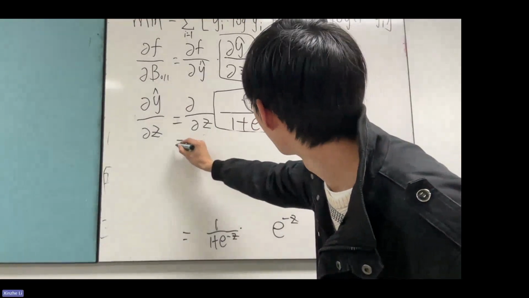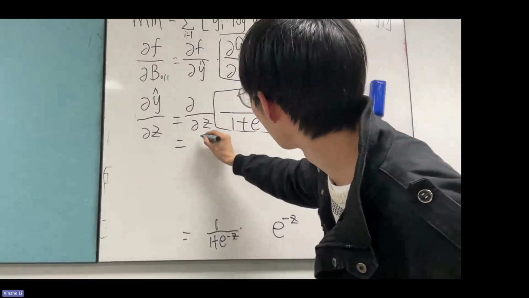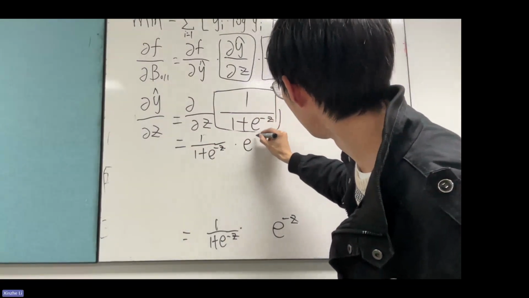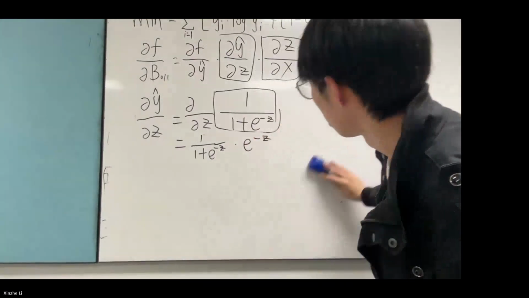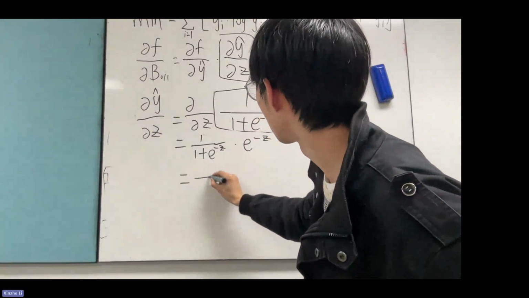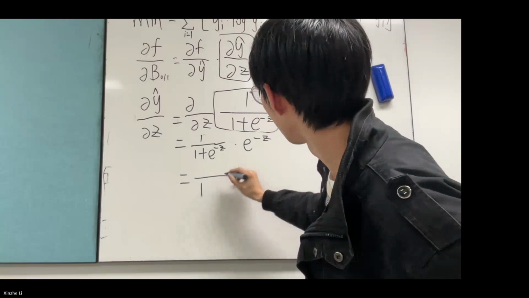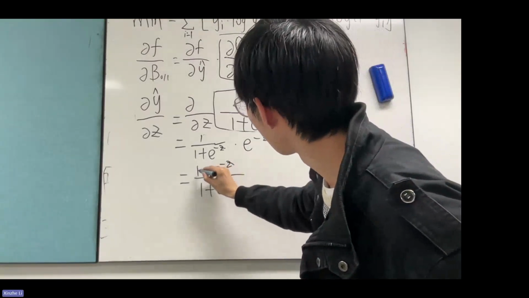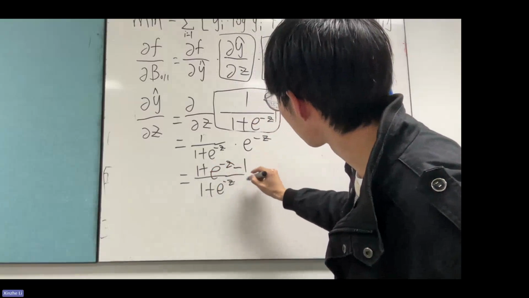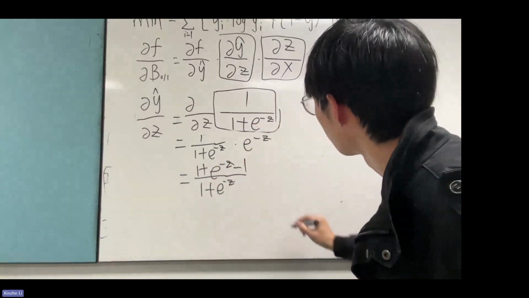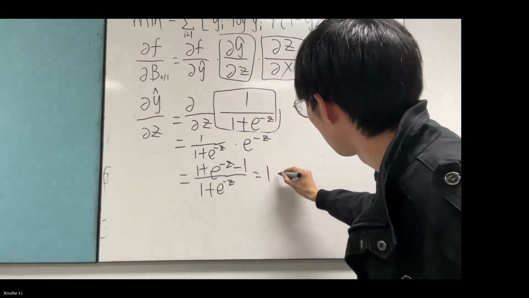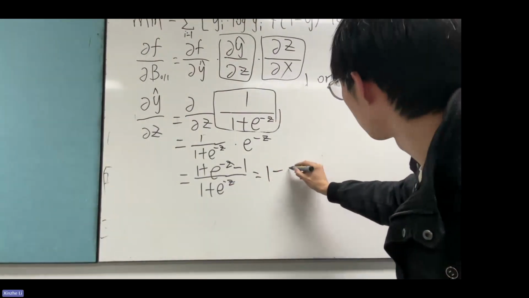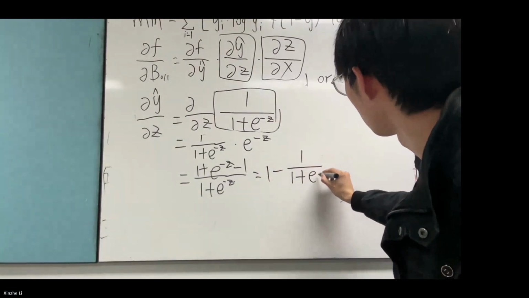Now I will directly write the result, equal to 1 over u times e to the minus z. Let me further simplify this. This equals e to the minus z, and I want to plus 1 here, then I will minus 1, so it will be equal, right? I do this because then I can do something like this.